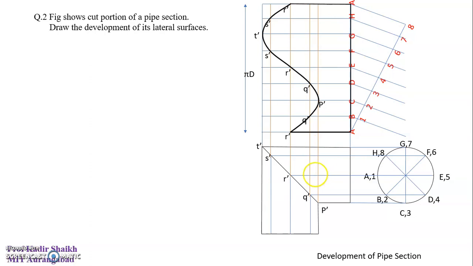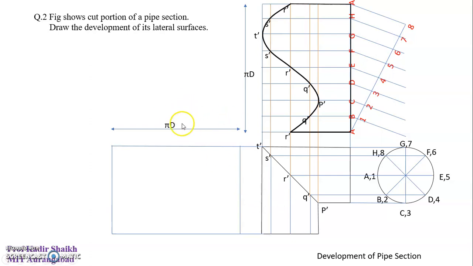Similarly we will do for the remaining lower portion of the elbow section. Now in the similar way, calculate pi d as pi into 40 mm as the length. Draw one rectangle of height 60 mm and length pi d. Then divide this length pi d into 8 equal parts in the similar way as we have done earlier. Name these parts as A, B, C, D, E, F, G, H. So A is the starting point and A is the end point.